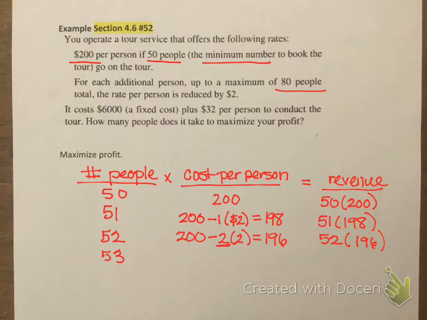Take a second and write it. Did you get 200 minus 3 $2 reductions, or $194? And this is going to continue, this pattern, all the way up through 80 people, which would be 200 minus 30 additional people, helping offset the ticket price by $2 per person.